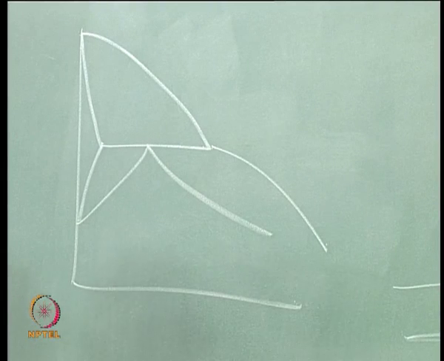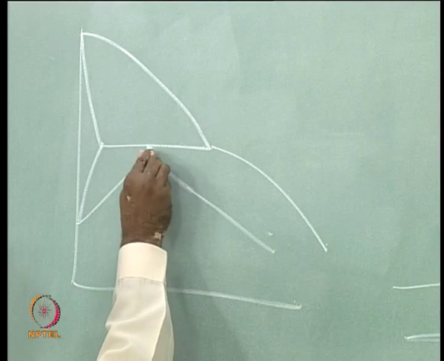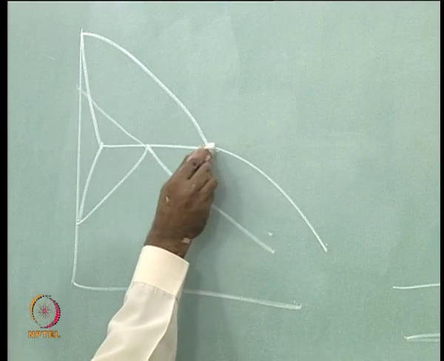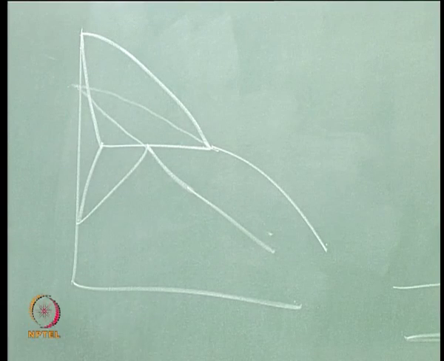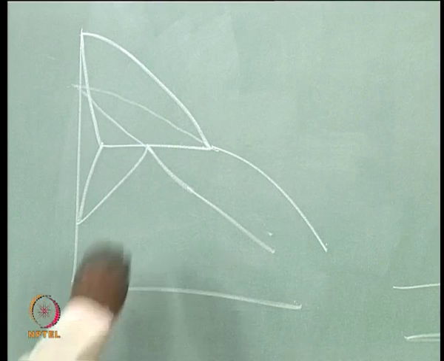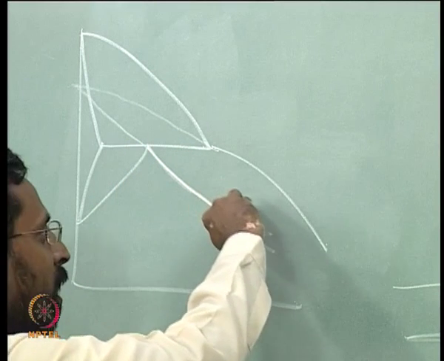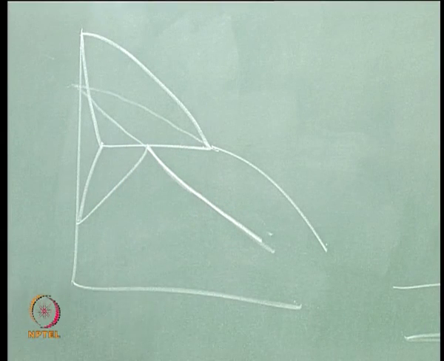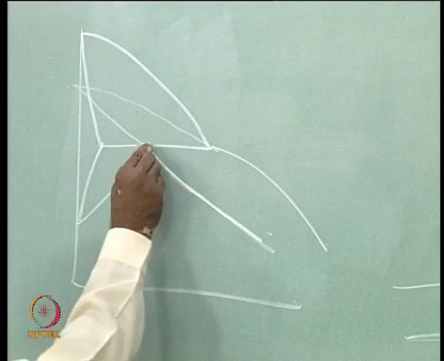If I simply look at this phase diagram and extrapolate these two curves, what are these two curves? What is this curve? Can you tell me? Solidus? Solidus? Sure. And what is this curve then?